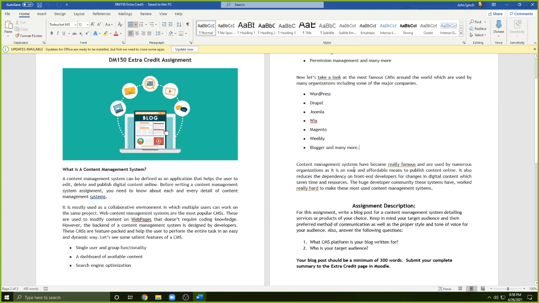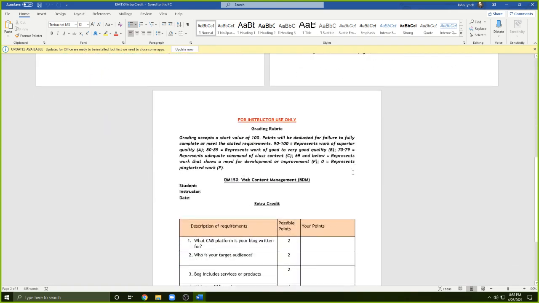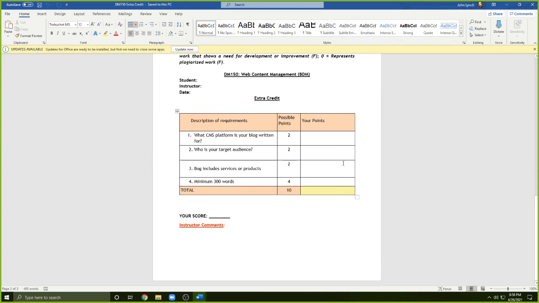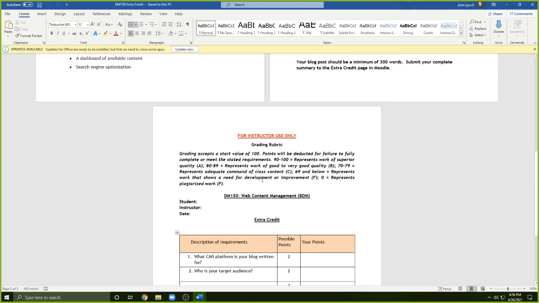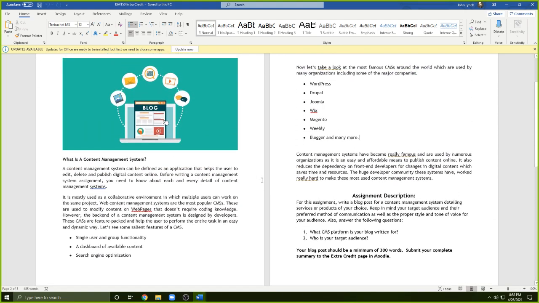The rubric is attached down here. But again, this is pretty straightforward. And of course, if you have any questions, you are free to ask them as well.